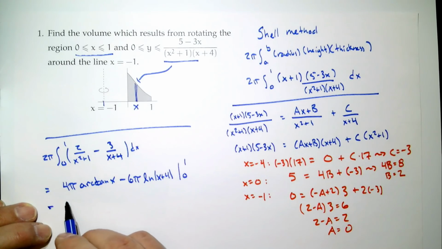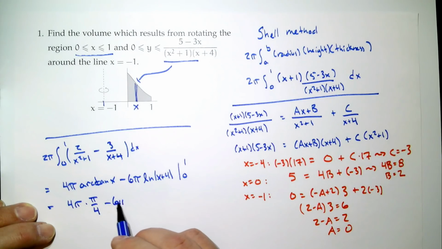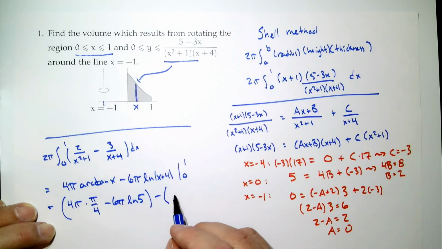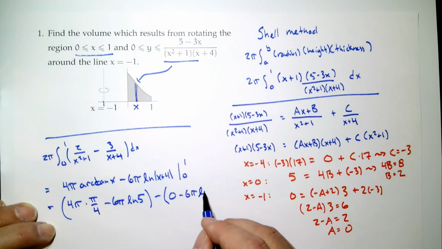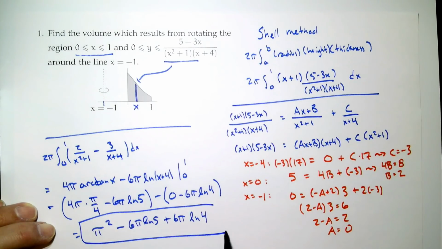So we're going to get 4 pi, and then arctangent of 1, which is pi fourths, minus 6 pi log of 5, subtract 4 pi times arctangent of 0. Arctangent of 0 is 0, minus 6 pi log 4. And you don't have to simplify. You can just leave things as they are. If it doesn't say simplify, you don't have to. So pi squared minus 6 pi log 5 plus 6 pi log 4. And we're done.